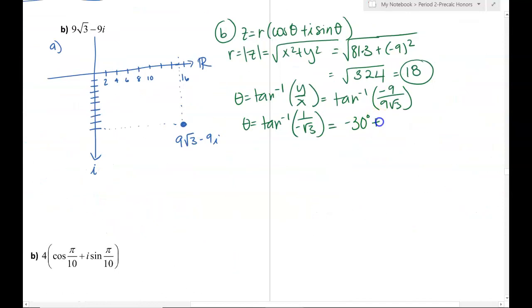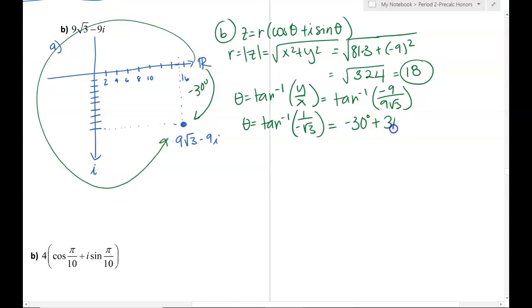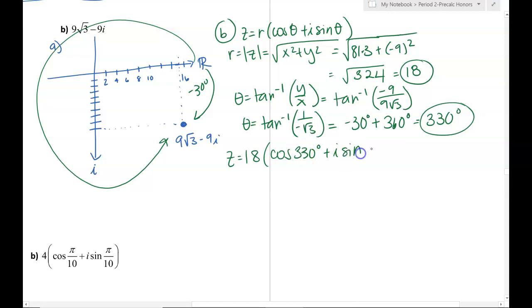So we will now go and add, because from here to here is negative 30 degrees. What we're trying to do is go this way, okay? So we can add 360 degrees, or you can take 360 minus 30, which is exactly the same thing. That will give us 330 degrees. So now we have enough to write. That's going to be 18 cosine of 330 degrees plus I sine 330 degrees. Box that up. And again, in polar form, radius and degree must be positive. Okay, y'all?